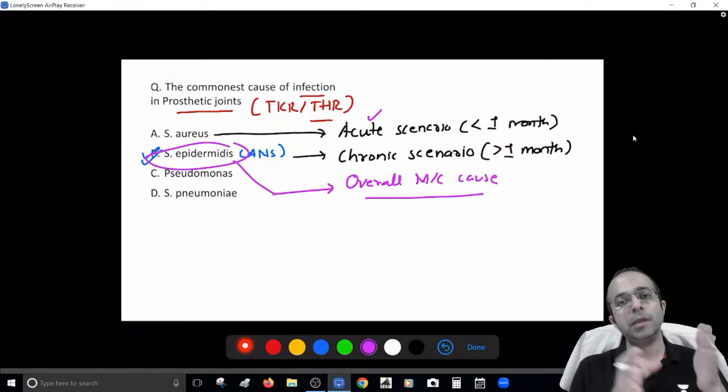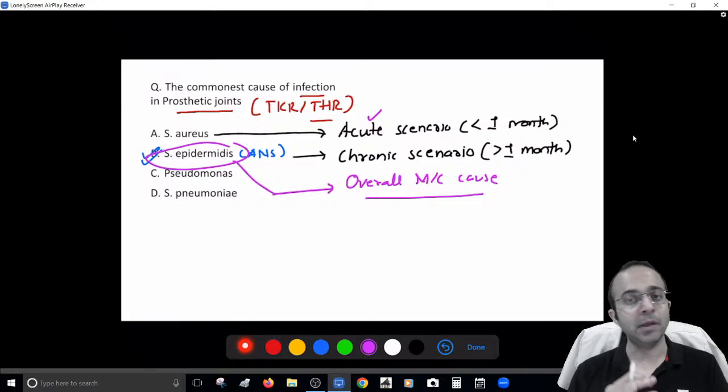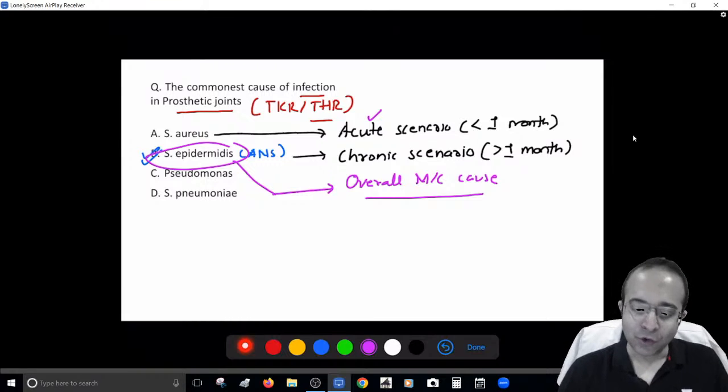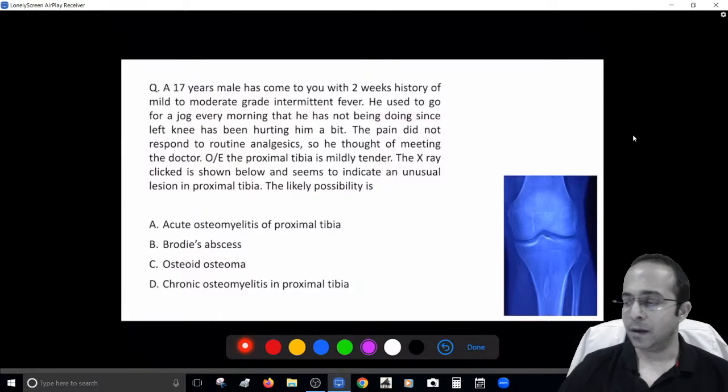Getting it? Because even in acute scenarios, you still have some cases of staph epidermidis, and then it is the predominant organism in those chronic cases, where the symptoms would be delayed. So epidermidis scores over staph aureus in this particular scenario. Clear? So I hope you're pretty much clear with the causes behind bone infections, when you talk of the etiology part.